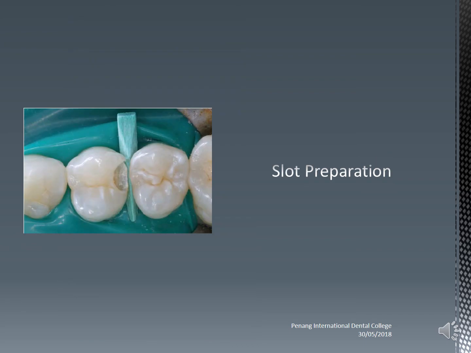Slot preparation: in slot preparation we prepare conservative cavities to restore the proximal lesions. There is no extension of the preparation onto the occlusal surface, like for amalgam preparation where we prepare the outline. So with the advent of more advanced adhesive restorations, we can do a very small slot preparation to restore proximal lesions.